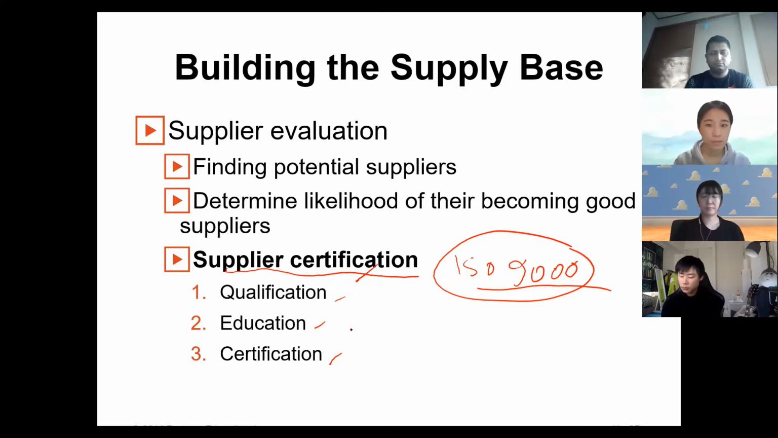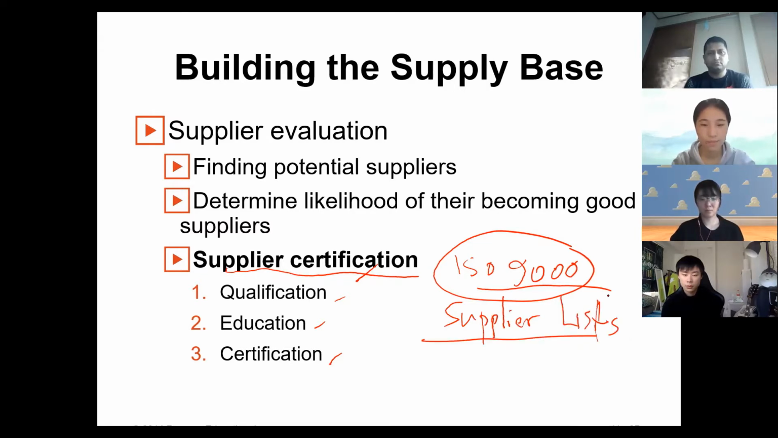You know, there are big consultancy companies doing this certification. So you can use ISO 9000 certification to actually select the suppliers. In ISO 9000, there is a requirement that you need to have an accredited supplier list. That means the company will have to have the suppliers that have been accepted and also used to supply materials or parts in a list.